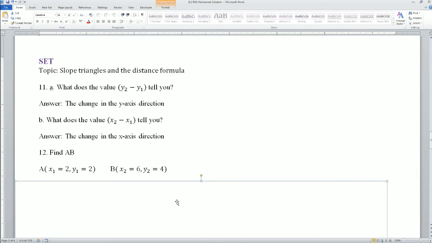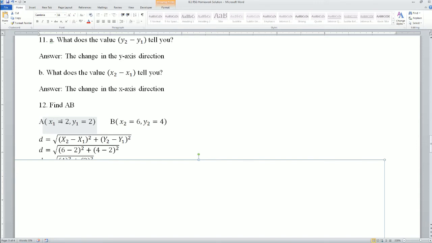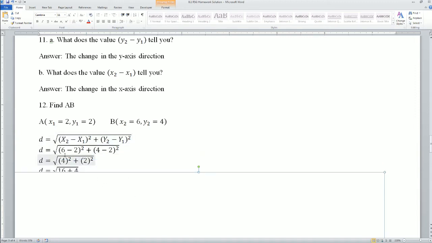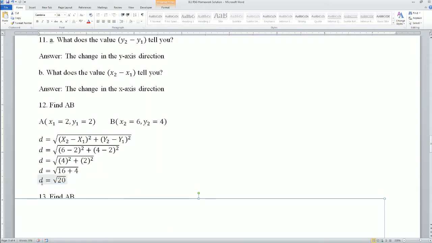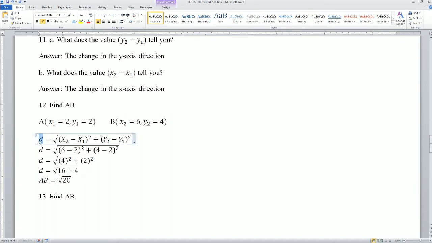Alright, so find what AB is. A was the point 2, 2, and B is 6, 4. The first value is x1, this y value here is y1. B is going to be my second value, so x2 is 6, y2 is 4. The distance formula here, you make the substitution. Look at the algebra: 4 squared, 2 squared, 16 plus 4. The distance of AB is equal to the square root of 20. Remember, this is AB. If this makes more sense to you, okay?